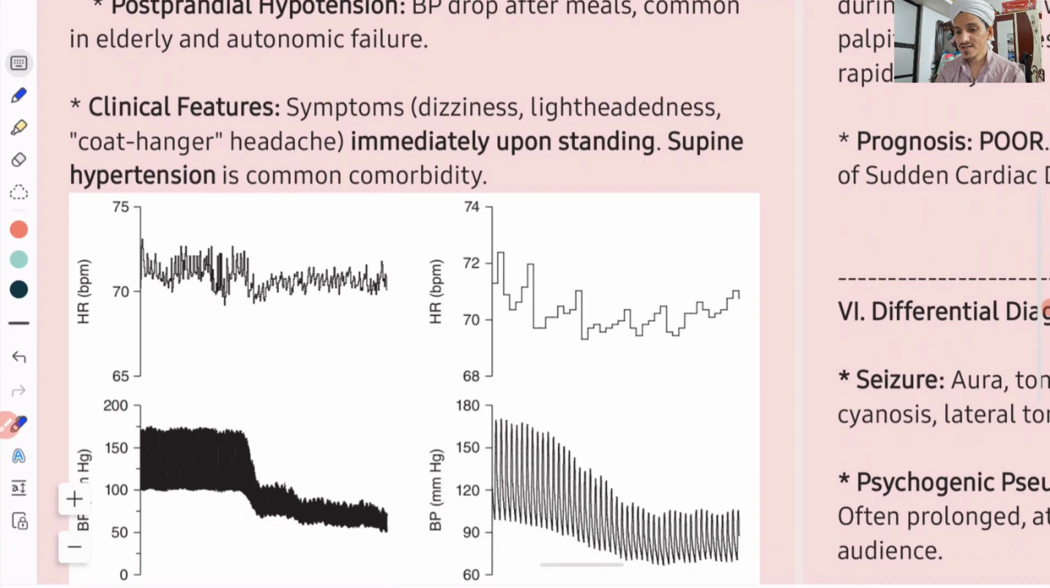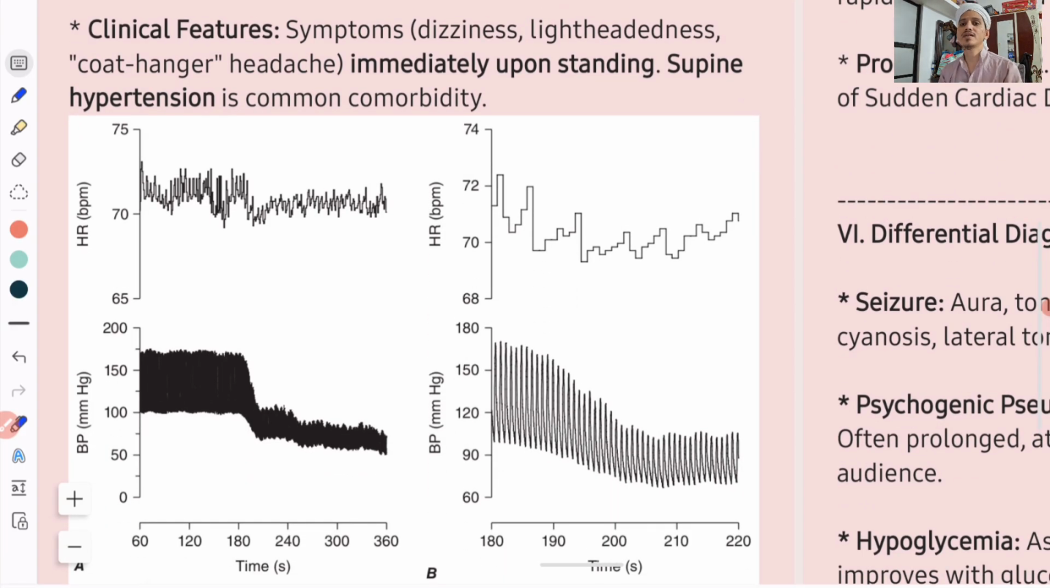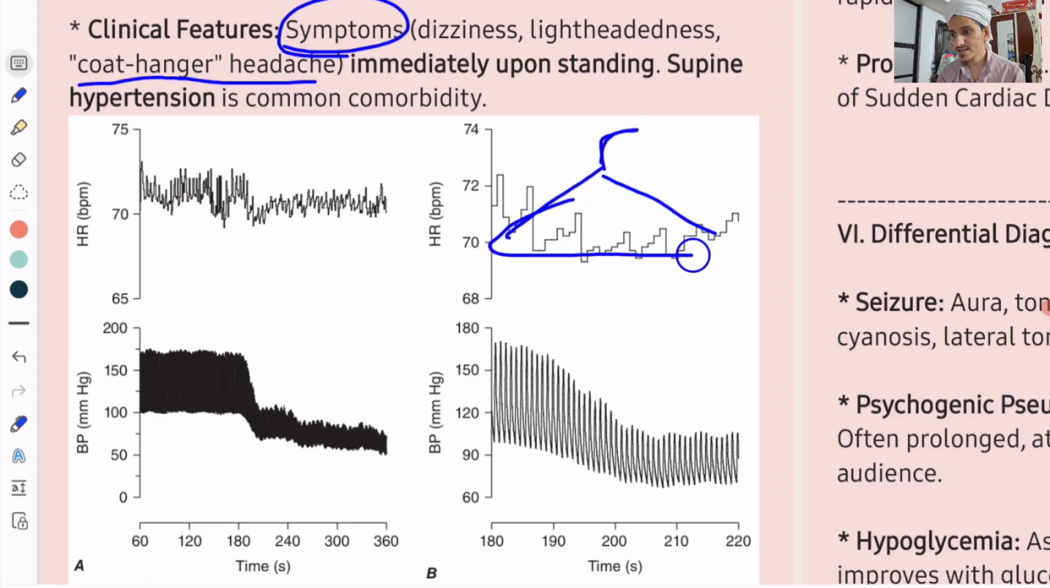What are the clinical features? Clinical features are important because they differ in all types of syncope. In vasovagal syncope, there will be a prodrome and rapid recovery. In orthostatic hypotension, what will be there? Here also there will be a prodrome, dizziness, lightheadedness, and something called coat hanger headache. What is a coat hanger? You have that coat hanger, no? Like this in homes, in almirahs. In almirahs, you will have this coat hanger where you attach your coat, like this coat.